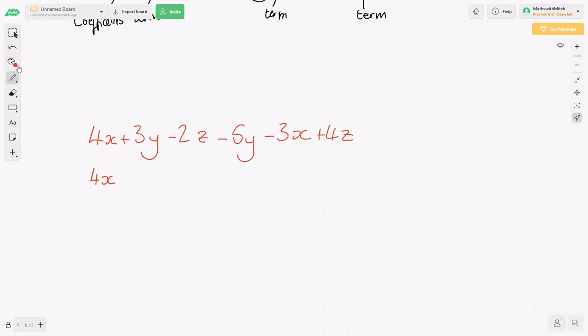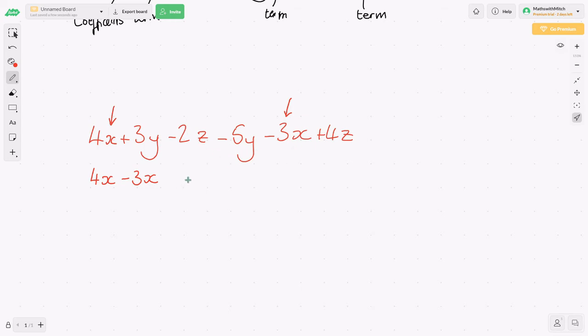So let's look at the x term. So we have 4x, but we also here have a minus 3x. The big thing to remember is the coefficient on the front of the term carries the positive or negative before it as part of its coefficient. So that determines the value of the coefficient. That is, it carries the negative or positive sign with it. Okay, so that's the first thing to remember when we're collecting like terms.